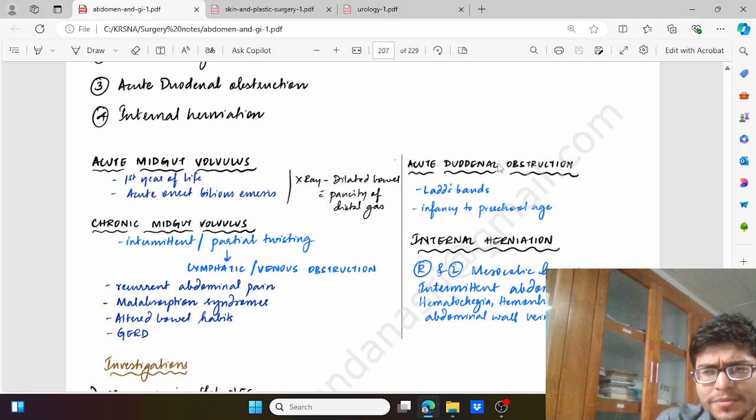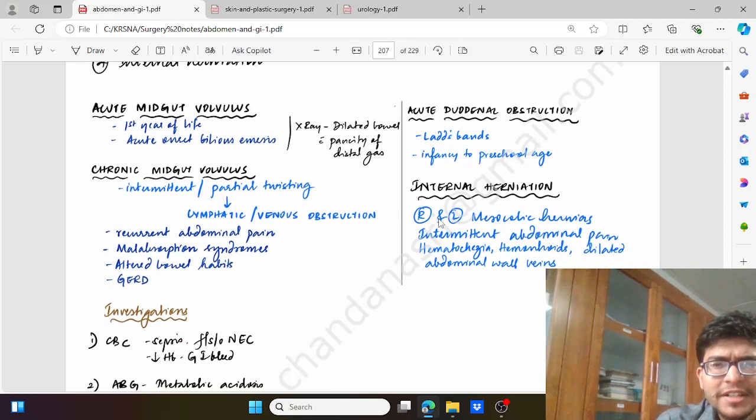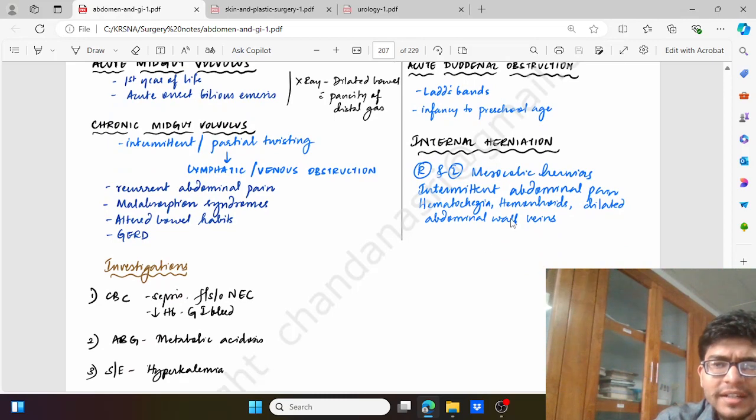In acute duodenal obstruction, there could be Ladd's band, and presentation is in infancy or preschool children, causing signs of obstruction. Internal herniation could be right or left paraduodenal hernia, causing intermittent abdominal pain, hematochezia, dilated abdominal veins, etc.